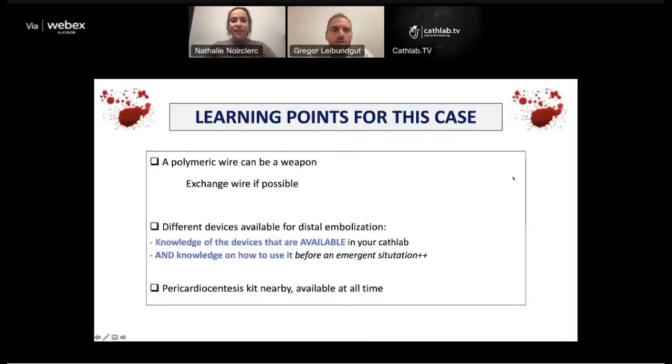All right. The learning point for this case is that a polymeric wire can be a weapon. So if it's possible and appropriate, you can exchange it. As soon as I can do it, I change the wire. You must know the devices that are available in your cath lab, and you must know how to use them, because when you have an emergent situation, that's not the time to learn how to use them. You have panic, you must be quick, so it's really stressful. And also, the pericardiocentesis kit must be nearby and available at all times.